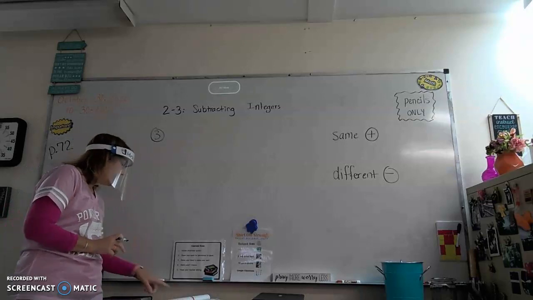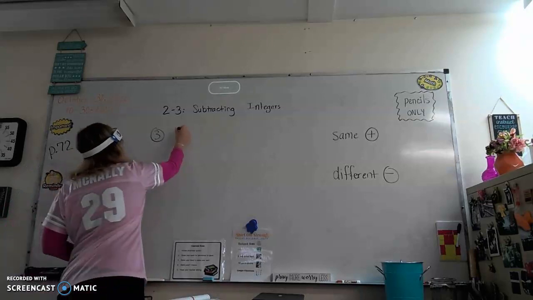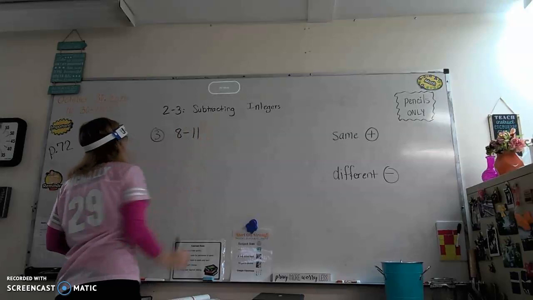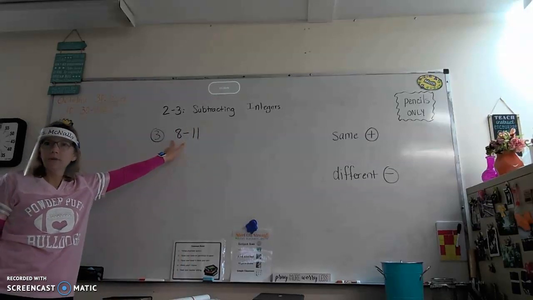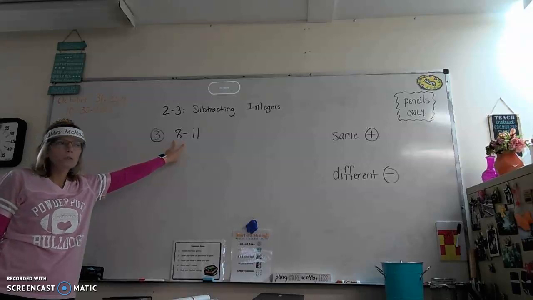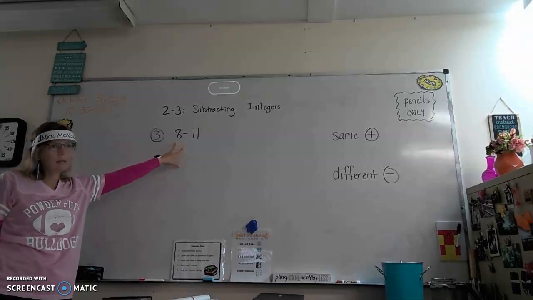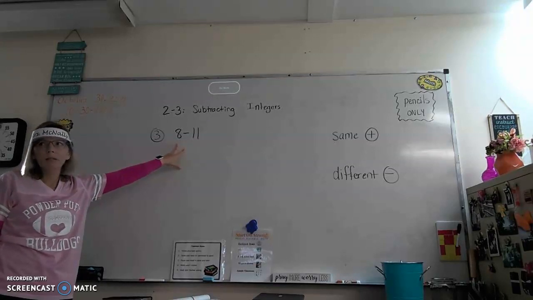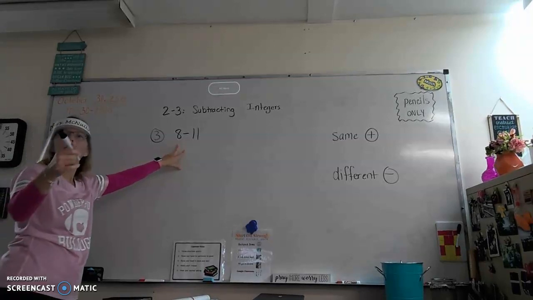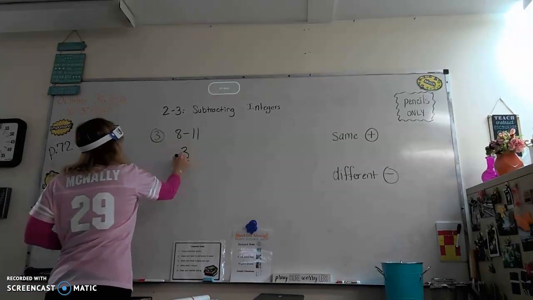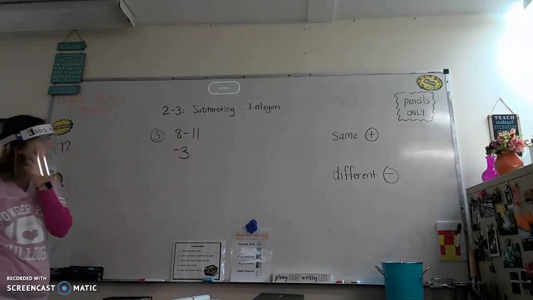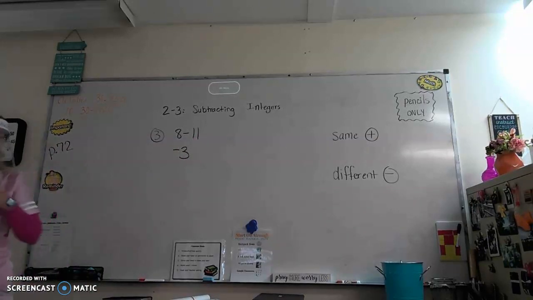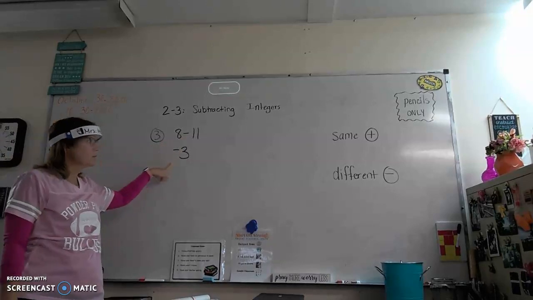Okay. So number 3 says 8 minus 11. Are these signs the same or different? Different. So I'm going to subtract. What's 11 minus 8? 3. Yes, it's 3. And the answer takes the sign of the bigger number. Good job, Owen. It's negative 3. The big number's negative, so my answer's negative.